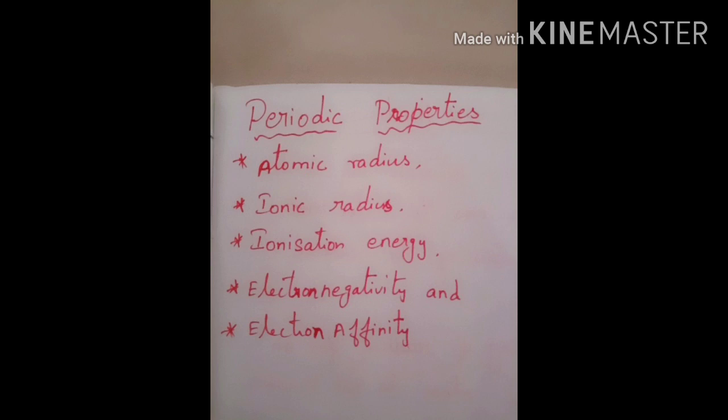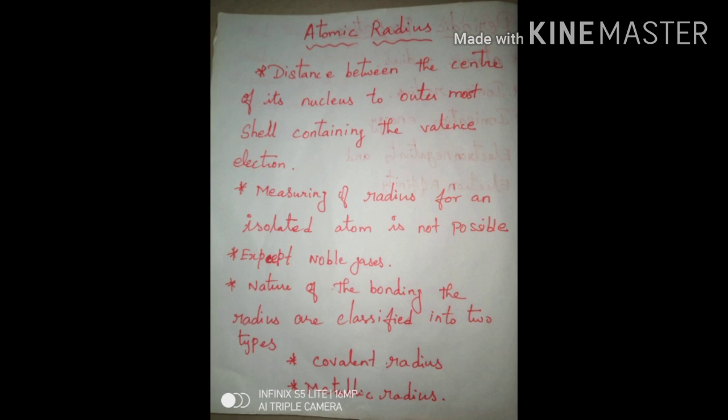Some of the properties presented for the elements are atomic radius, ionic radius, ionization energy, electronegativity, and electron affinity. These properties are called periodic properties. First of all, we see atomic radius. What is meant by atomic radius?